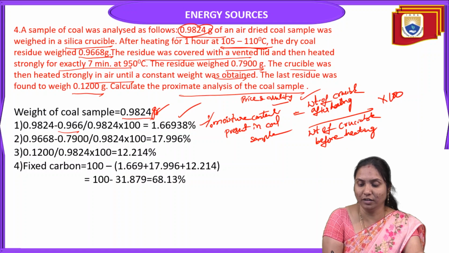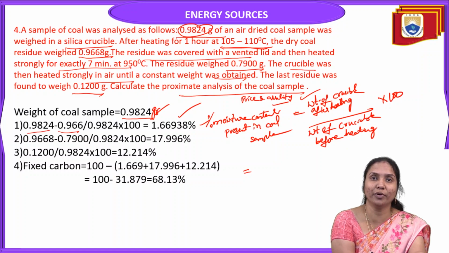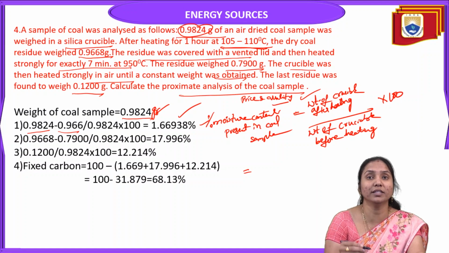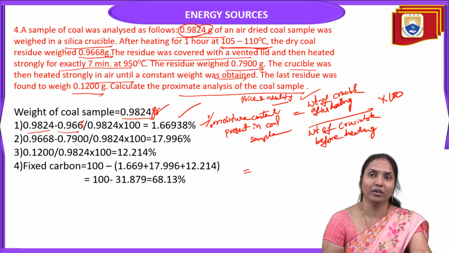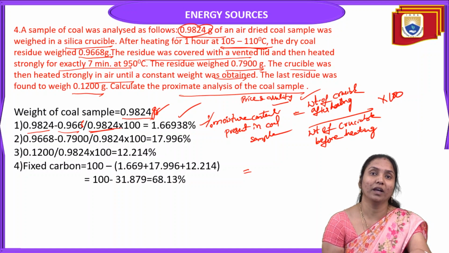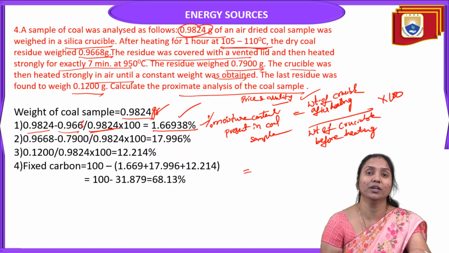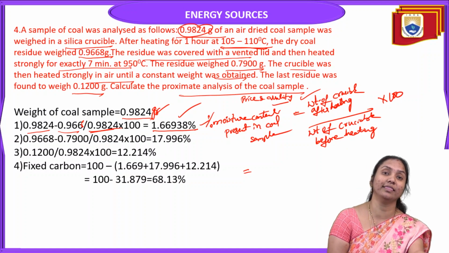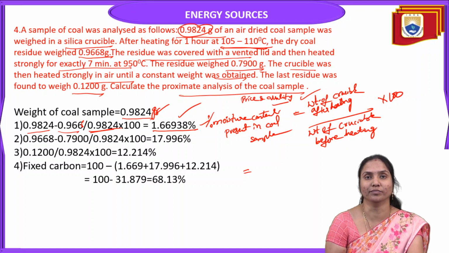So that means here, weight of crucible after heating, that means the difference you'll get here. So actual weight is 0.9824 minus after heating weight of the coal sample, 0.9668, by weight of crucible before heating, 0.9824, into 100. So finally you get the percentage of moisture content present in coal sample, that is 1.66938 percentage of moisture content present in given coal sample.